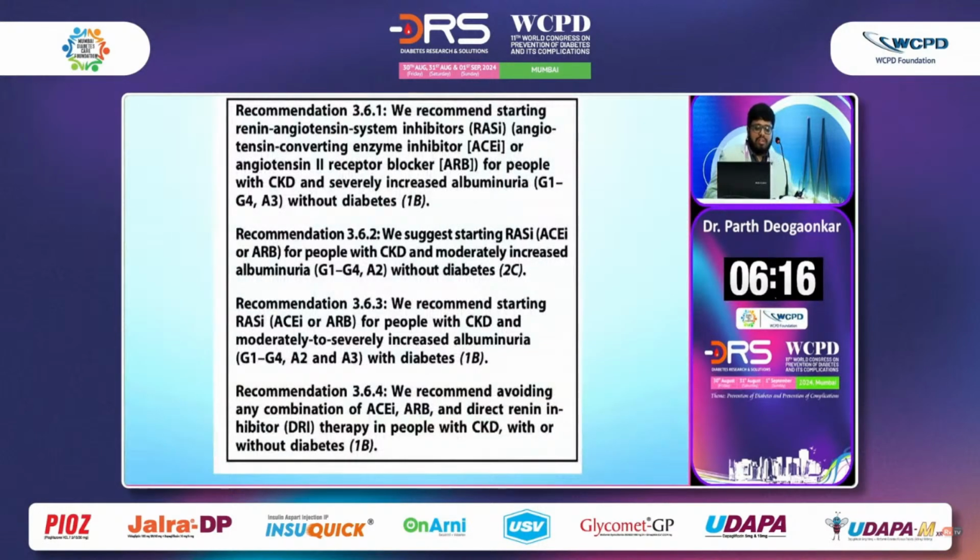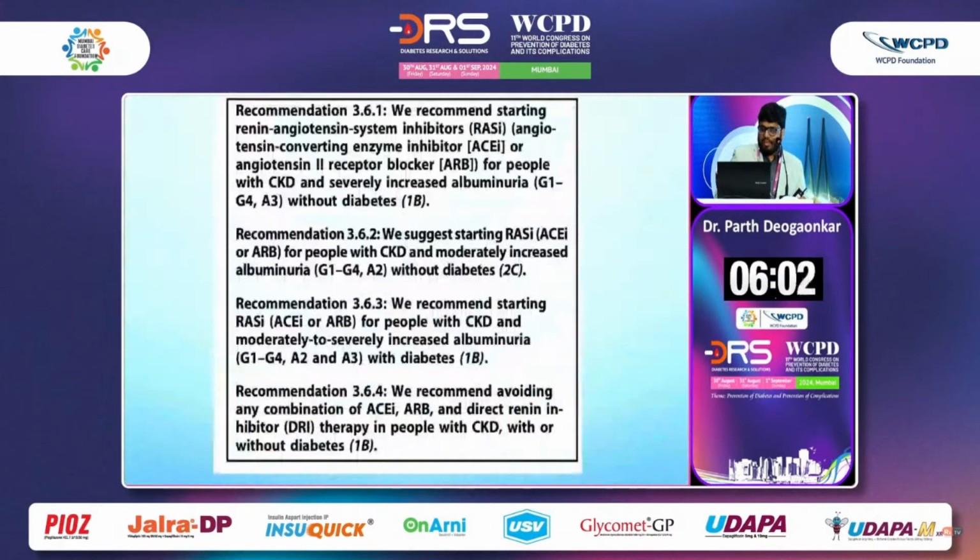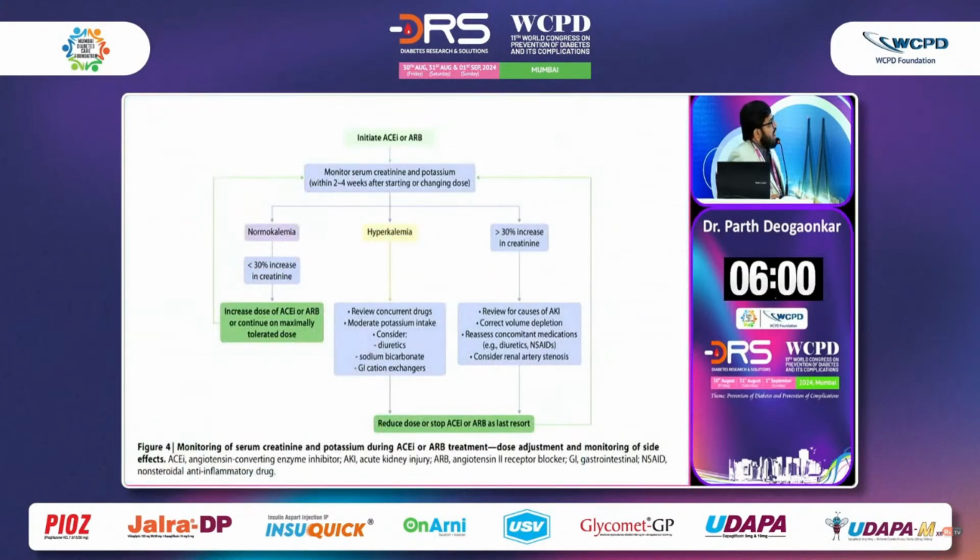So RAS inhibition, 3.6.3: all patients with diabetes who have some form of albuminuria need to be on RAS inhibitors, either ACE inhibitors or ARBs. So how do we start these drugs? They should be initiated in all patients who have diabetic nephropathy. This is very important. Even if the creatinine is high, we see a lot of skepticism from physicians for initiating this drug. But they need to be initiated for control of proteinuria.